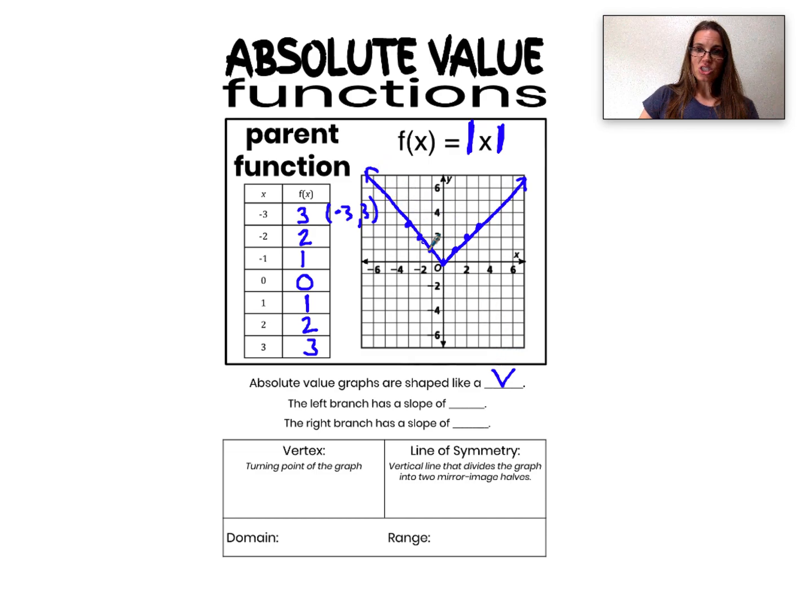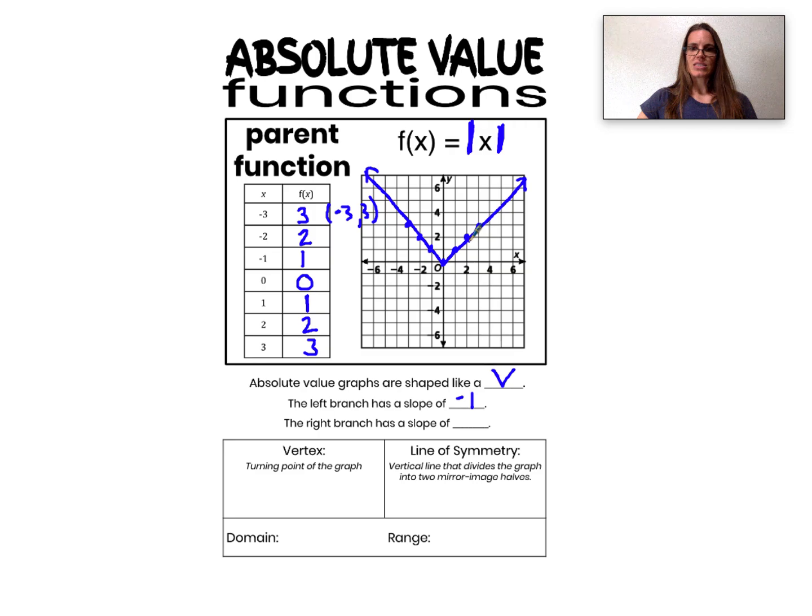The left branch is this left side, the right branch is this right side, and the left branch has a slope of what? When x goes up by 1, what happens to y, or f of x? When x goes up by 1, y decreases by 1. X goes up by 1, f of x goes down by 1. So the left branch has a slope of -1.